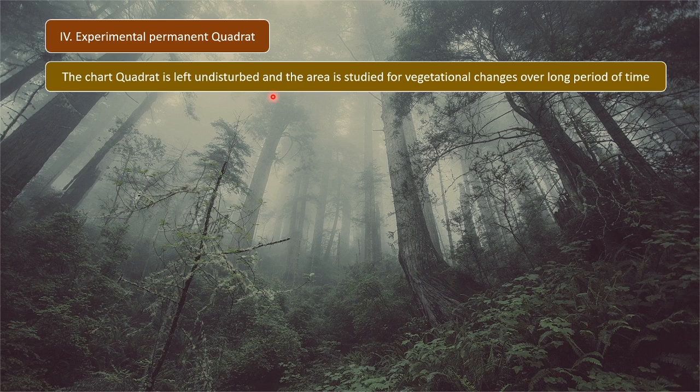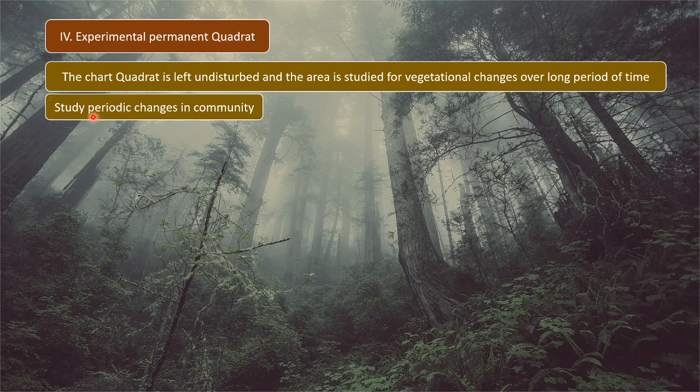If you keep the quadrat at the same place, you can see the vegetational changes taking place over there over the years, right? A plant might be small when you kept the quadrat there, but after 5 years there might be a change in that plant and it must have grown larger, right? And there might even be other plants there which you may not have seen when you had kept the quadrat, right? So this is a permanent quadrat where you study the vegetational changes.